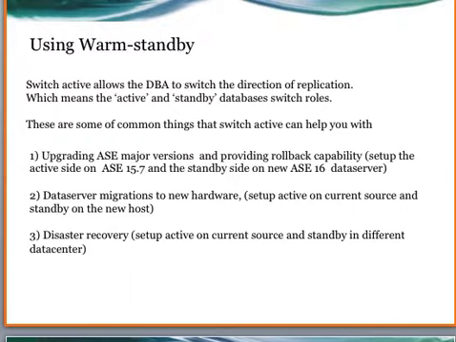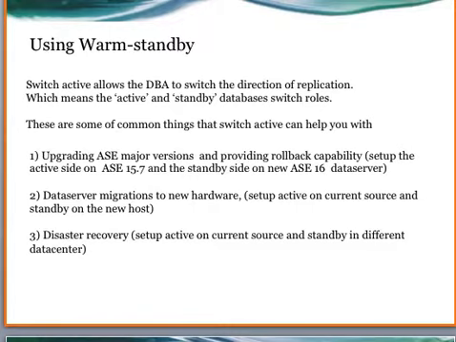So for upgrading ASE to a major version and providing rollback capability, we can set up the active side on the database we want to upgrade. Say the database is ASE 15.7, and the standby side is on a new ASE 16 data server. On upgrade day, we switch the direction of replication and have the application point to the new ASE 16. So I'll show a diagram describing this basic idea in the next slide.